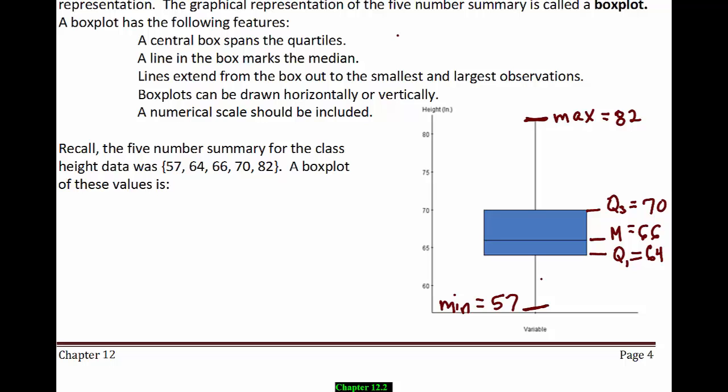Notice that there's going to be 25% of the observations between Q1 and the minimum. 25% of the observations will be here. 25% of the observations are there, and the other 25% of the observations are going to be within the range of the upper whisker.